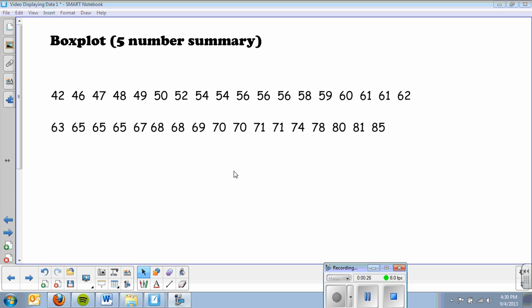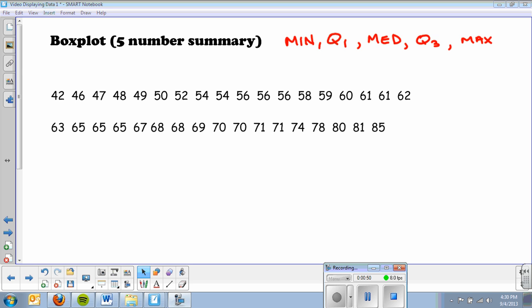Now, the 5-number summary includes the minimum, the first quartile, the median, the third quartile, and the max. So that's basically your 5-number summary. We'll get into more of that later. Now, to get the median in this, as we know, the median is the middle point of the numbers.